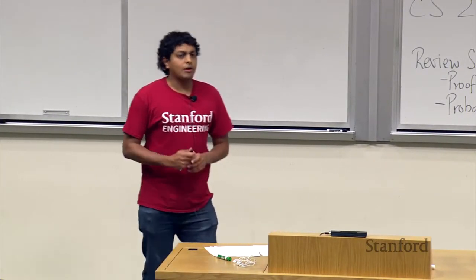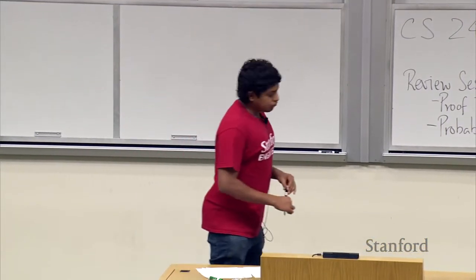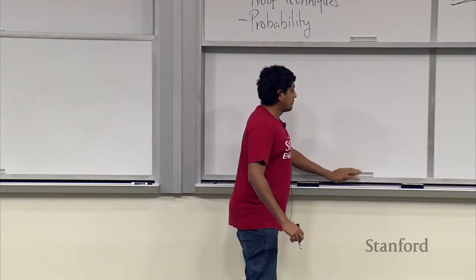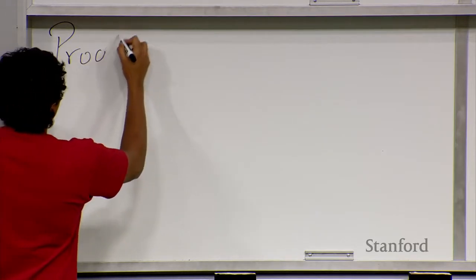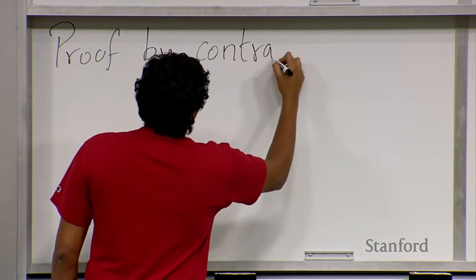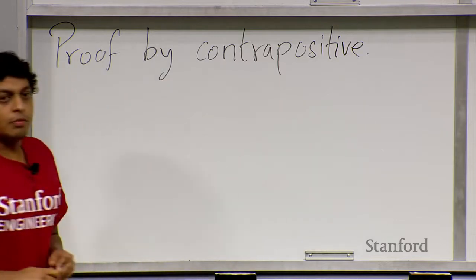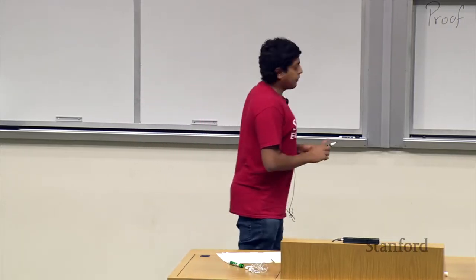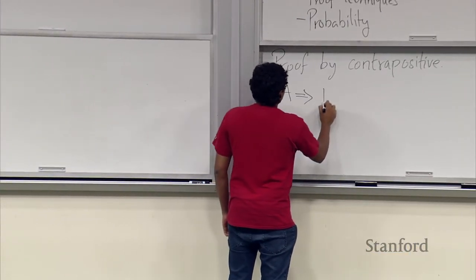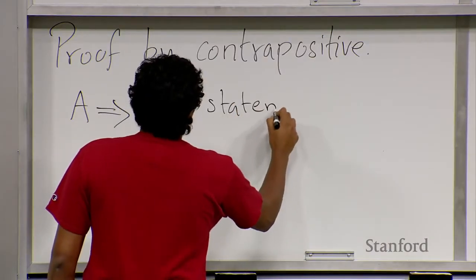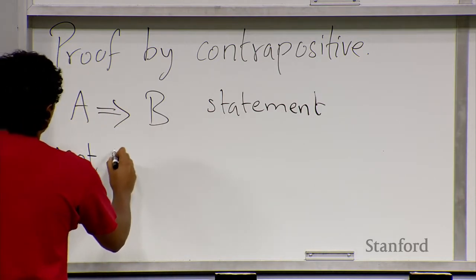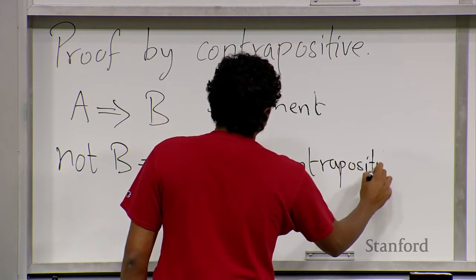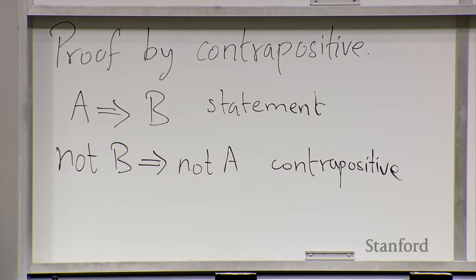So now we will go with some techniques that people commonly use for proofs. Okay. So all right, the first thing we will deal with is called proof by contrapositive. Okay. Let me first explain what contrapositive means, and then we can see how we would use this while doing proofs. Okay, so if we have a statement saying A implies B, the contrapositive says not B implies not A.